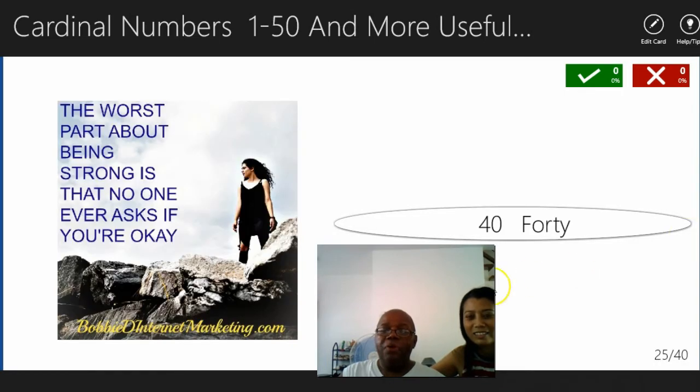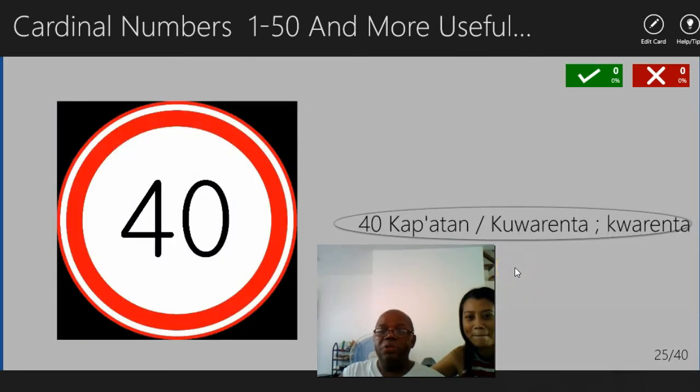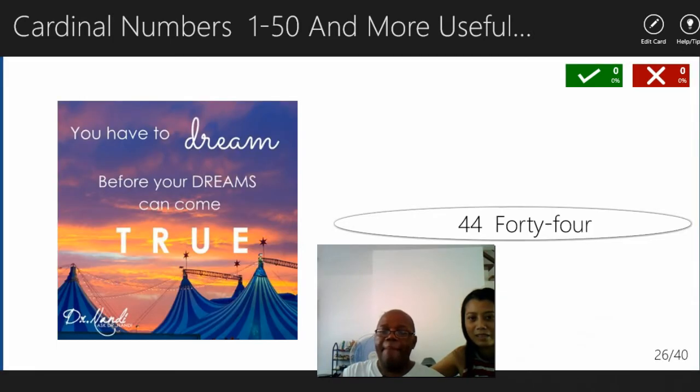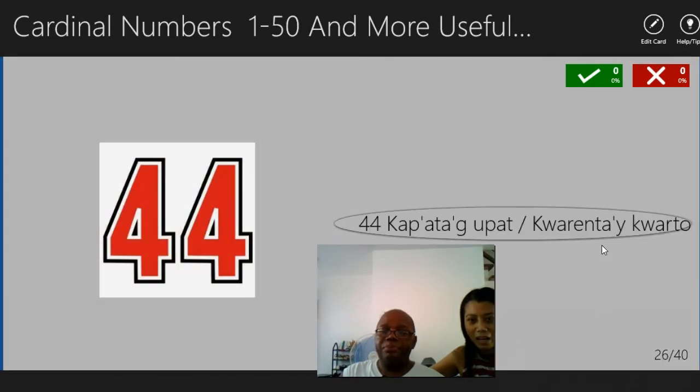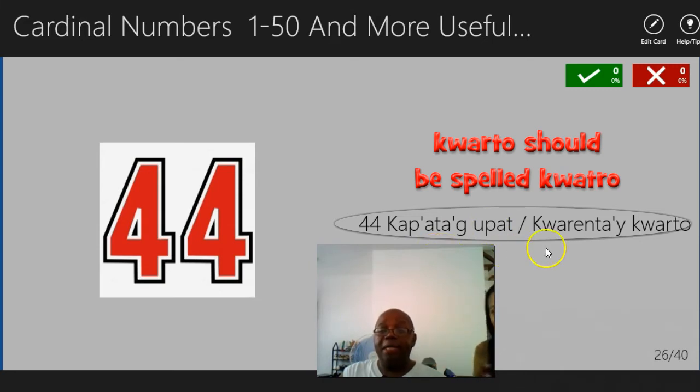Next number, 40. It's the same pattern. You would say kapatan for 40. The Spanish for 40 is cuarenta. Kapatan is 40. 44: kapatag upat. Upat is 4 in Cebuano and kapatag is 40, so 40 and 4 is 44.